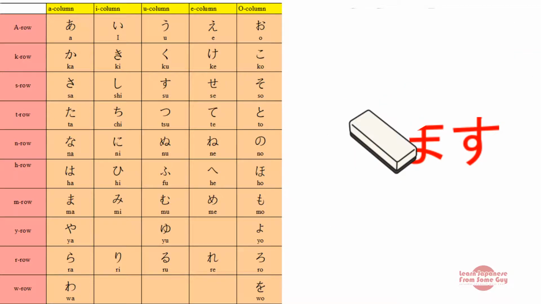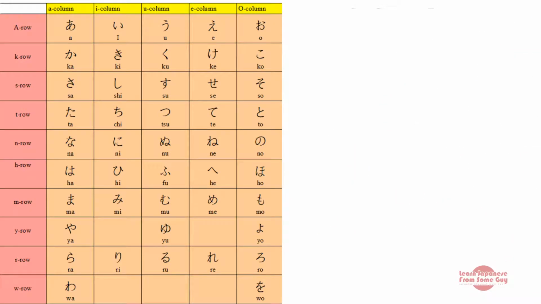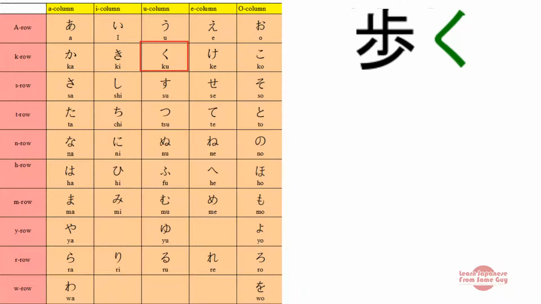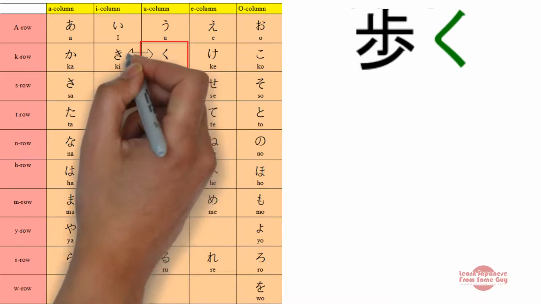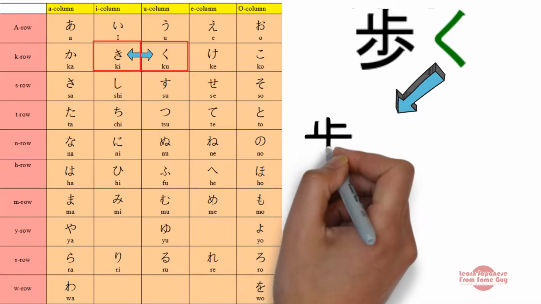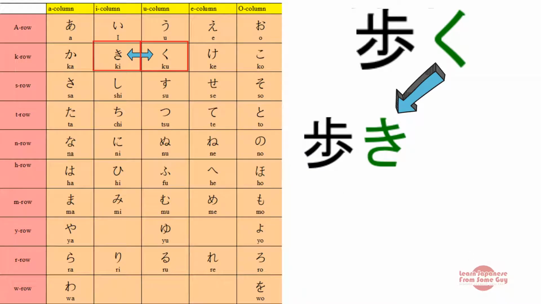Let's try another one. This time we will use the verb aruku. The last character is ku. Looking at our hiragana chart, we can see that if we go straight over from ku to the e column, the e equivalent of ku is ki. We change ku to ki and add mas to get arukimasu.